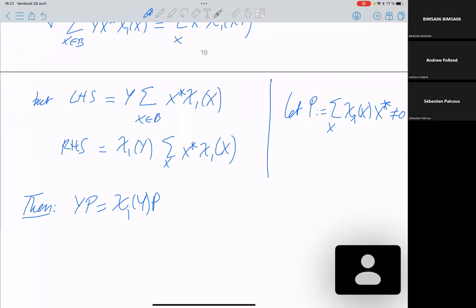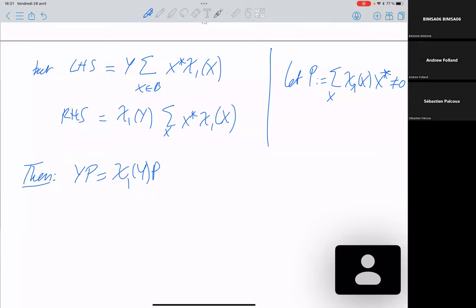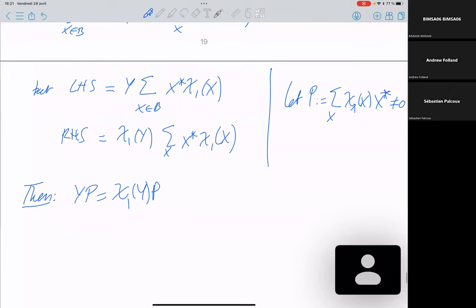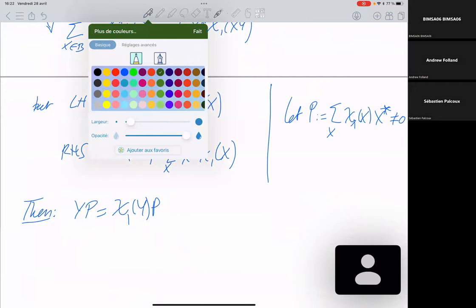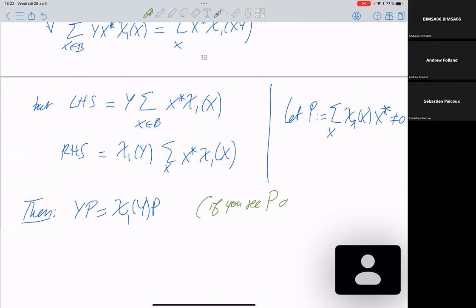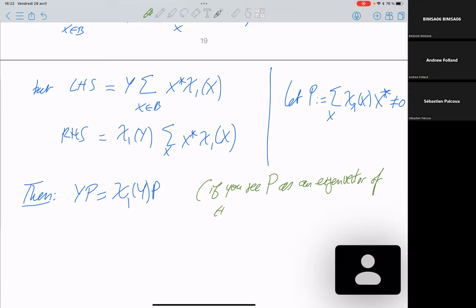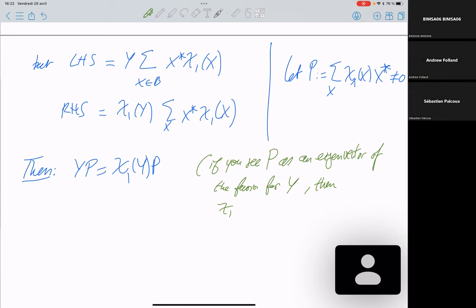And here you can see P as an eigenvector of the fusion matrix for y. Then chi1 of y is an eigenvalue. And so the character values are eigenvalues of the fusion matrix.